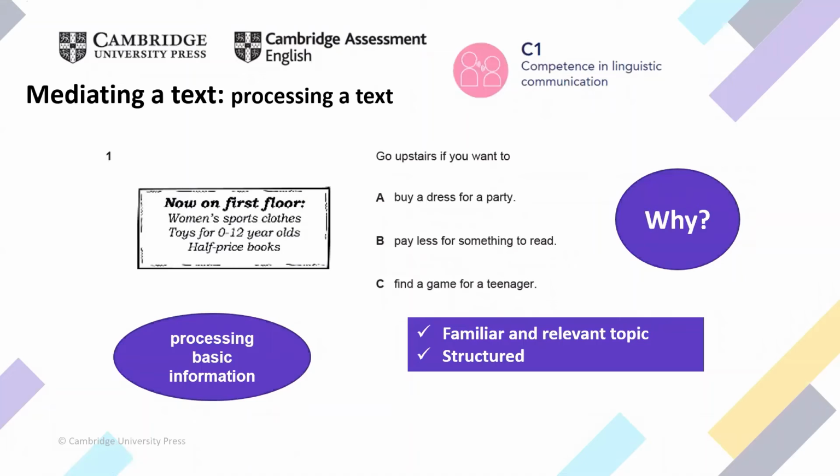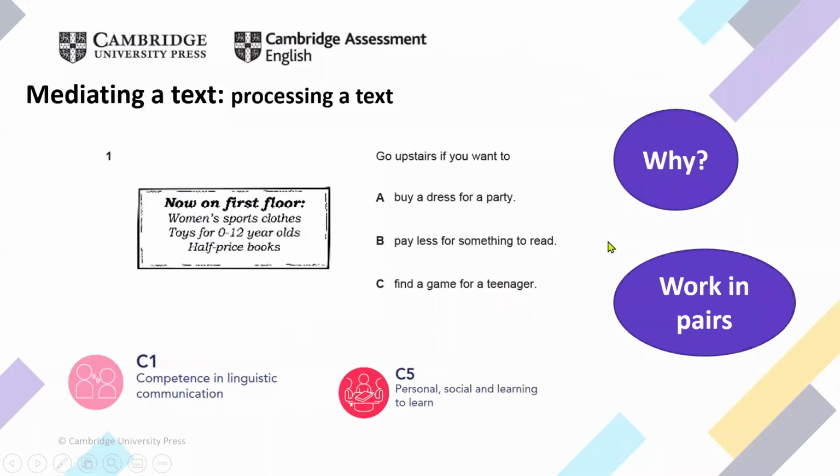Yeah, I mean, justifying why one answer is correct, and also justifying why the two incorrect answers are incorrect. And a nice way to stretch this further, Victoria, with your stronger students, maybe changing the notice or the sign, so the correct answer is no longer correct and the correct answer is a distractor. Exactly. Very easy way to extend that activity. And as we said, this can be an individual activity, but if we ask students to work in pairs, justifying their answers, then we are also tapping into the C5 key competency, working on personal, social, and learning to learn.